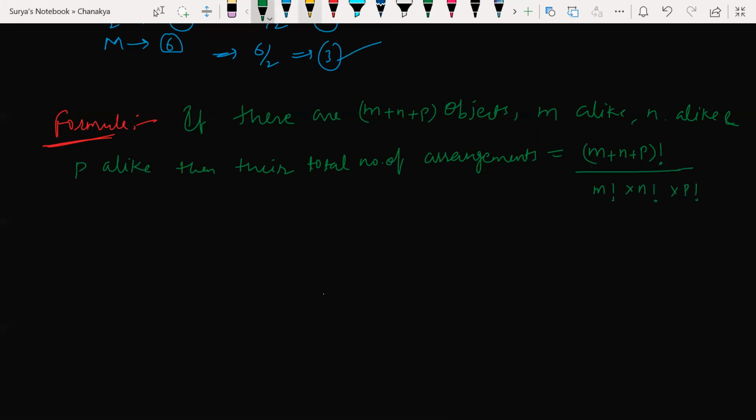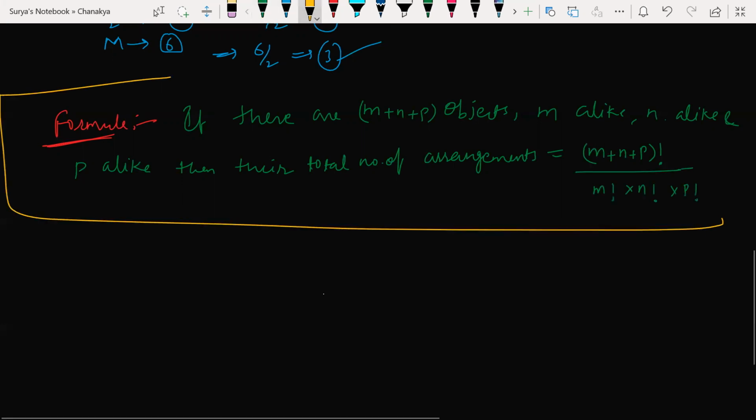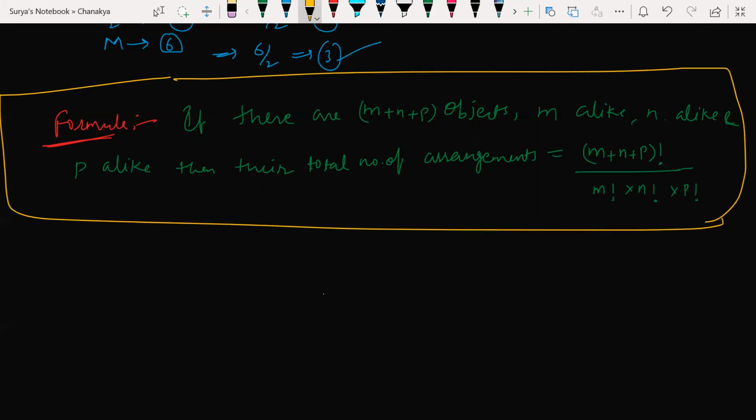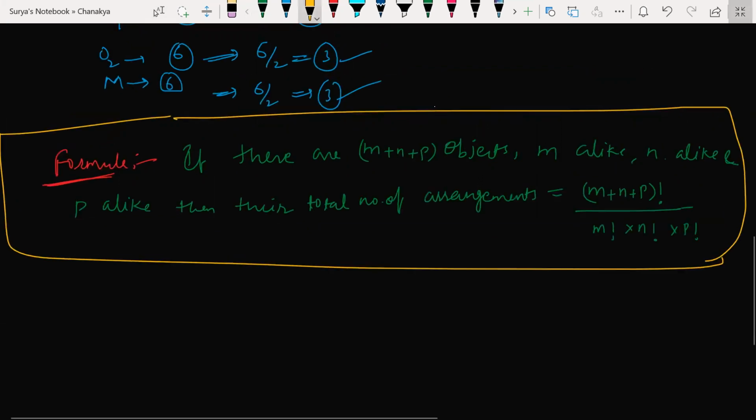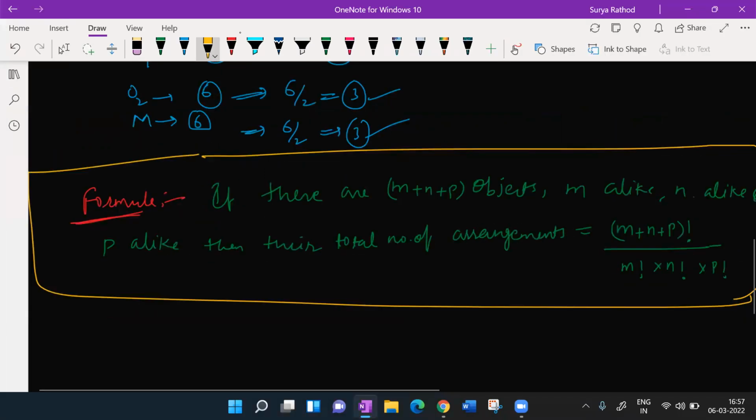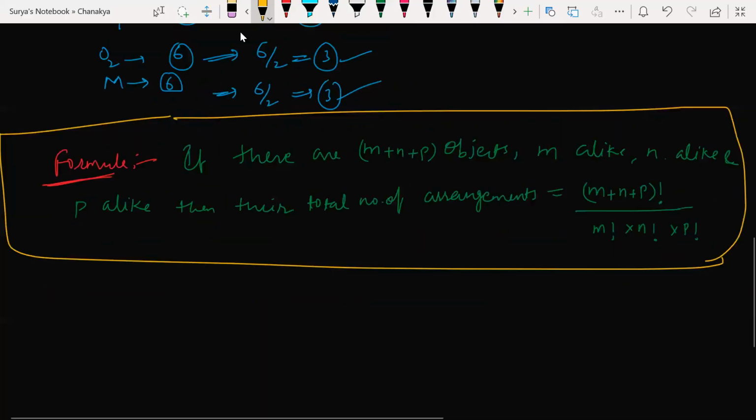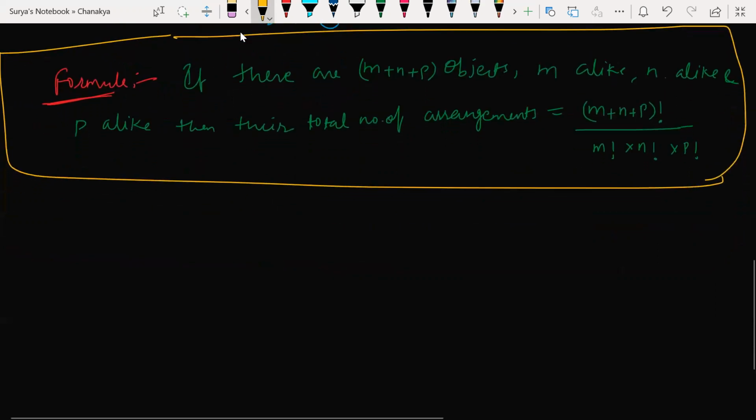This is the formula for this concept. This formula is for what? Permutations of alike objects. Suppose you have repeated terms in a given word, then what do we do? We simply take that particular factorial in the denominator. We'll solve a question. Very simple question.